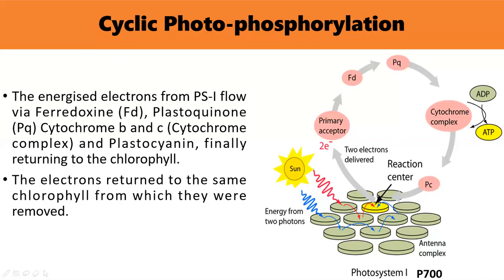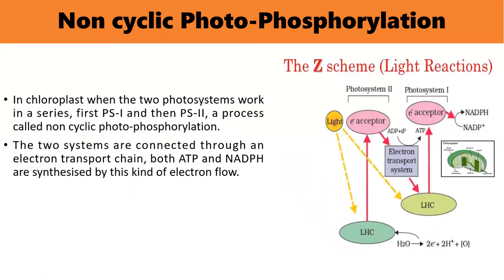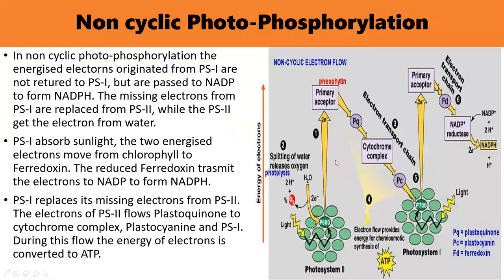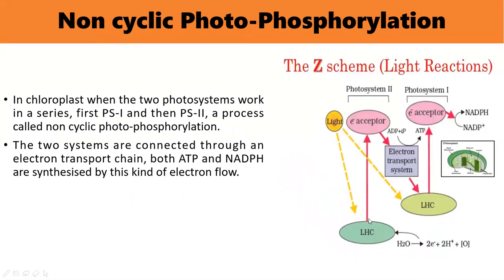Let's go for the other type of photophosphorylation, that is non-cyclic photophosphorylation. It's also called the Z scheme. Why are they calling it a Z scheme? The electron flow looks like a Z. That's why we call this non-cyclic photophosphorylation the Z scheme. Okay, let's discuss this non-cyclic photophosphorylation.